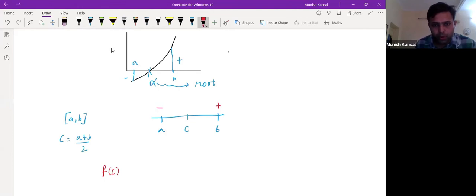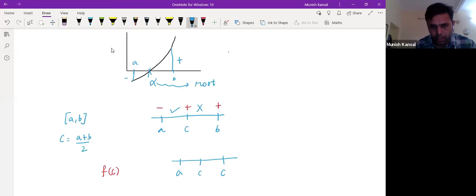So let us suppose the value of f of c is a positive real number. Then we discard the second half and retain the first half. That is, according to IVT, the root will lie in the first half. Therefore, we discard the second half. Now, similarly, we continue our search and again bisect the interval into two halves.